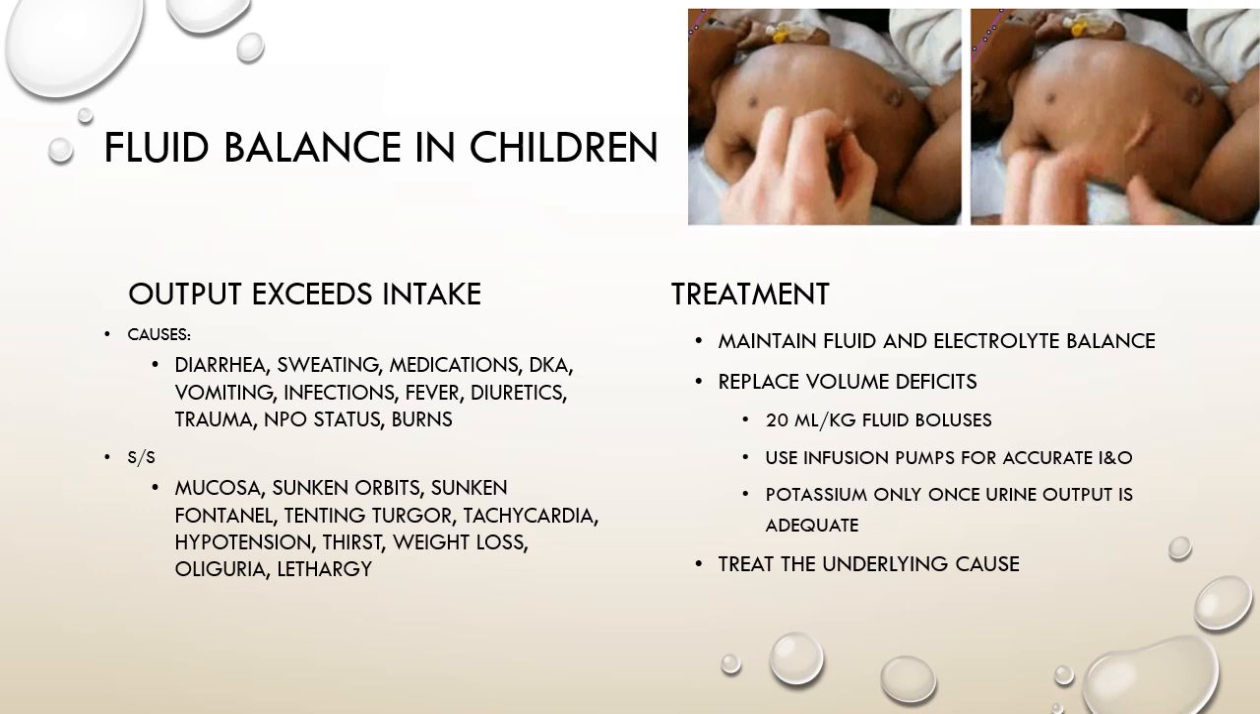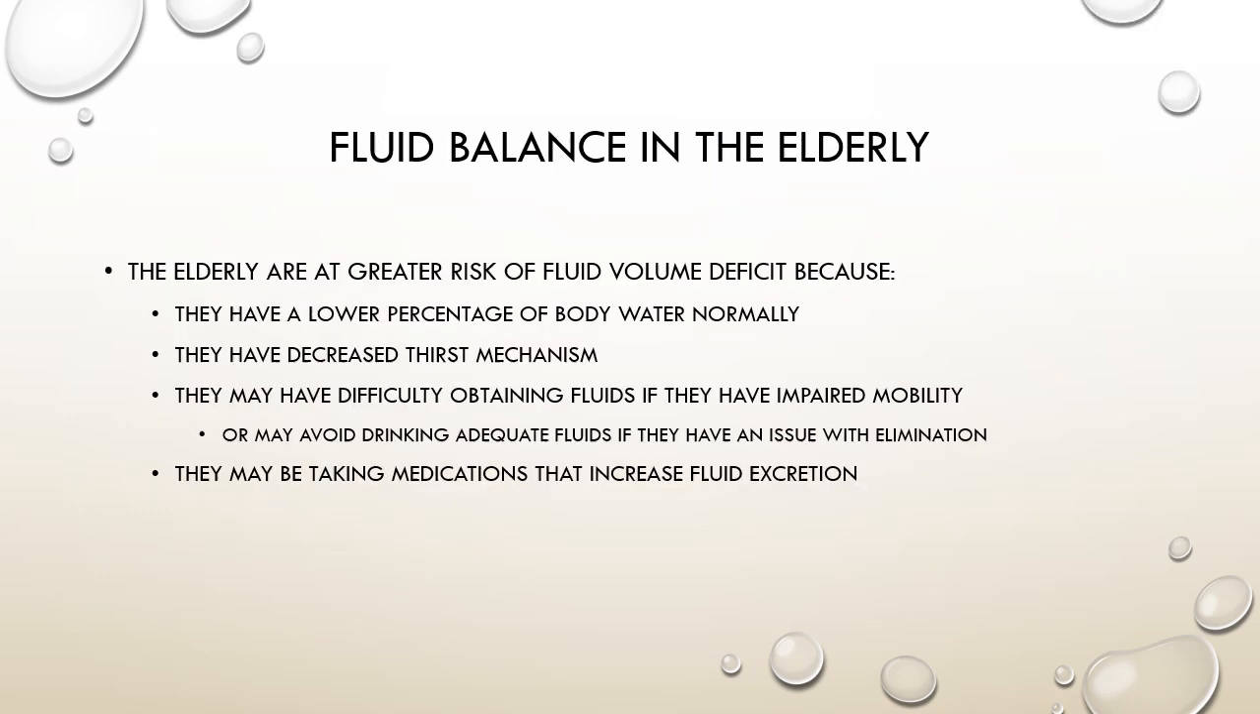And we don't give potassium replacement until the urine output is adequate, because the kidneys are responsible for safe potassium levels or balance, and if the kidney perfusion is not adequate to clear potassium, if it gets too high, then that can cause lethal arrhythmias and death. The key really is treating the underlying cause, so figure out what's causing the fluid imbalance and go after that.